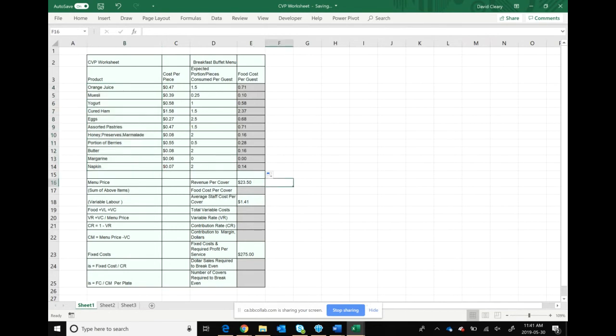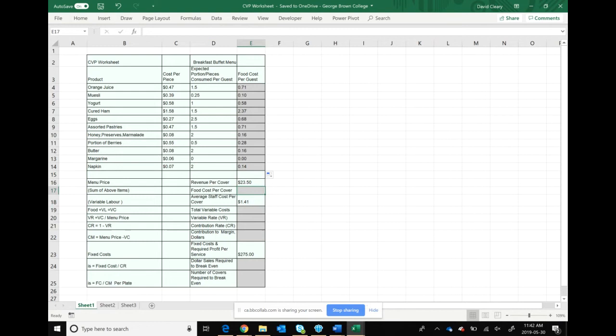Okay, so now what we want to do is get into the nitty-gritty of the break-even here. We need to fill in some information, and on the left-hand side here we have some hints about how to calculate things like your total variable costs, your variable rate, your contribution rate, things like that. Okay, so our first piece here is the menu price, or the revenue per one guest. So one guest comes into our buffet, and we're expecting that they're going to eat this amount of food, and we're going to charge them $23.50.